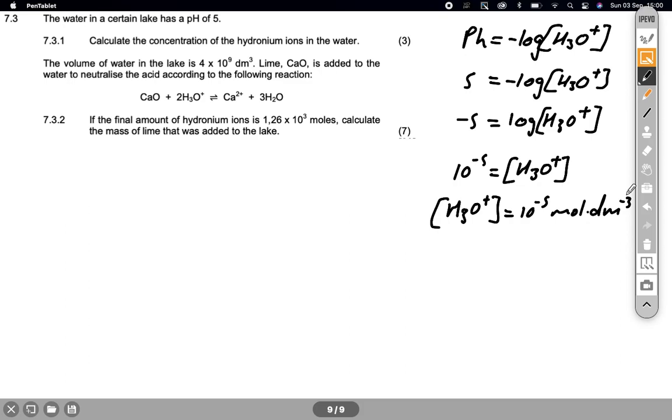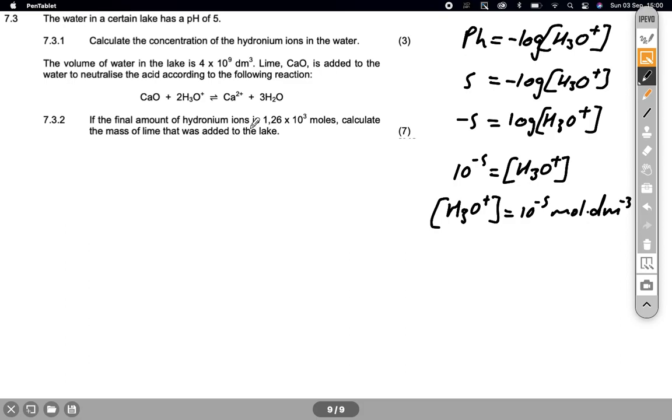Okay, and then the volume of water in the lake is 4 times 10 to the power 9 decimeters cubed. Then we have that lime, and then calcium oxide is added to the water to neutralize the acid according to the following reaction. 7.3.2. If the final amount of hydronium ions is 1.26 times 10 to the power 3 moles, calculate the mass of the lime that was added to the lake.